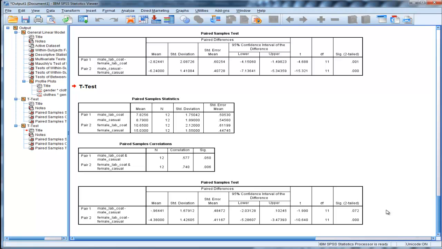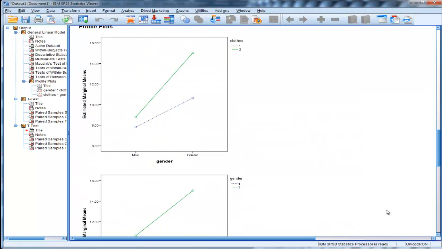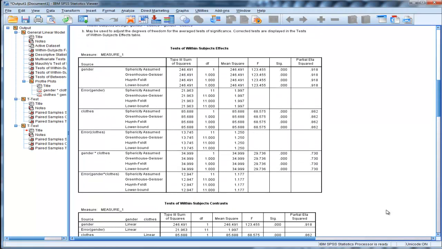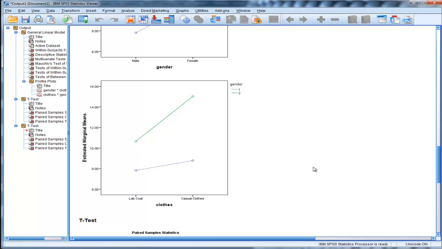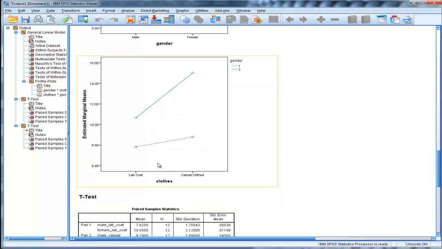I realize this is probably a bit complicated for you to try to understand the first time you're exposed to this, but if you think about it, this is how you can save the interpretation of a main effect. And it just wasn't true. Actually, let's look at the chart, and that'll help us evaluate the main effect for clothes.